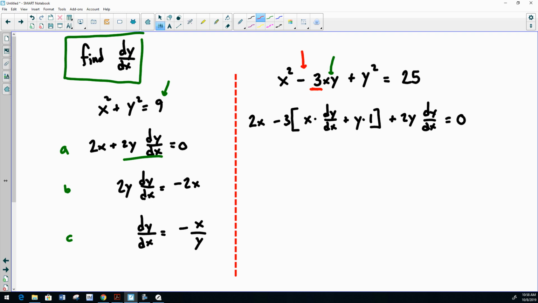These guys are going to stay put. The blue ones are going to get moved over to the other side. Does anyone remember what to do next? Yep, factor out dy dx.